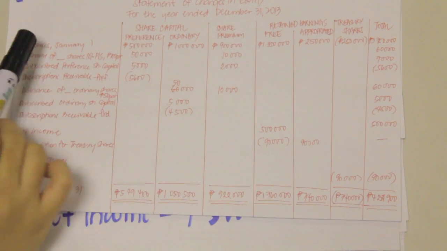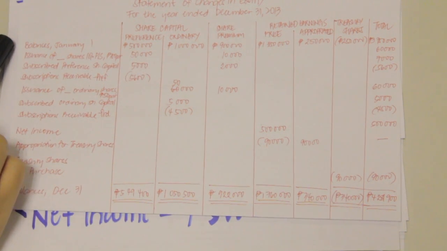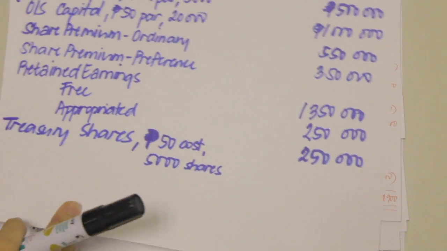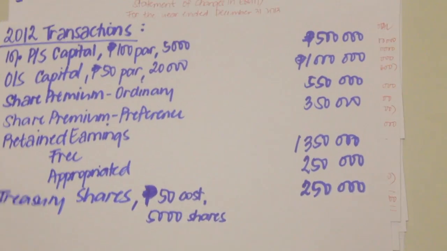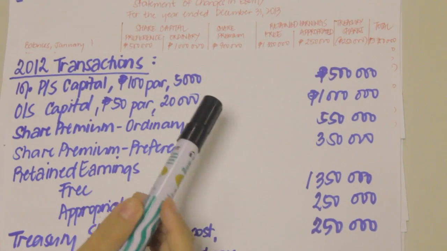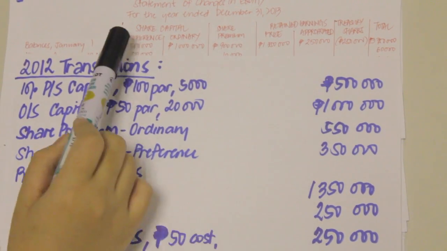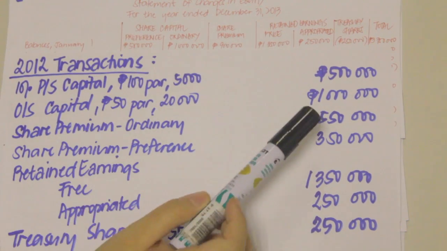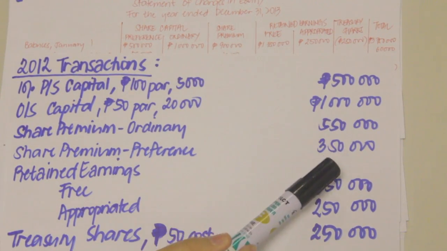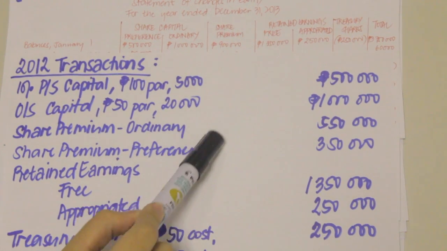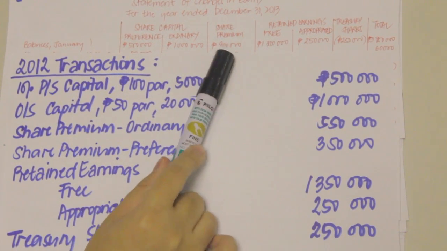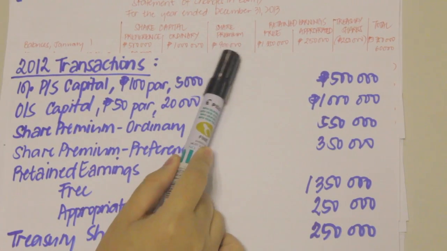The first thing you need to record would be your balances at January 1, which is this one, the one given earlier. So you just need to copy it. So that's 500,000 for preference shares, and then 1 million for ordinary shares, 550 plus 350, that's your total share premium, amounting to 900,000. So you record that in your share premium column.